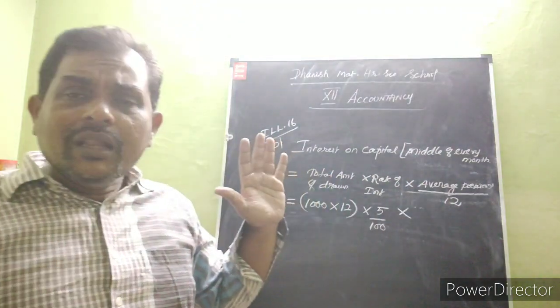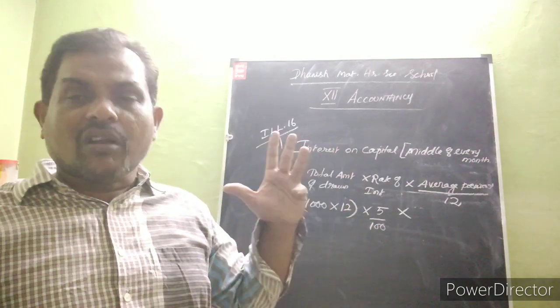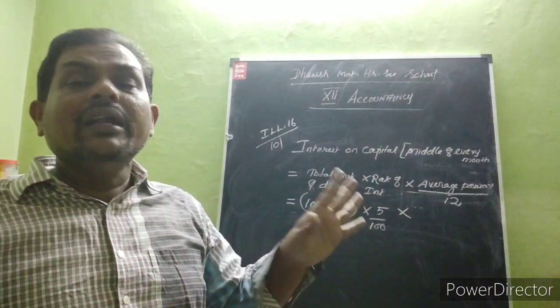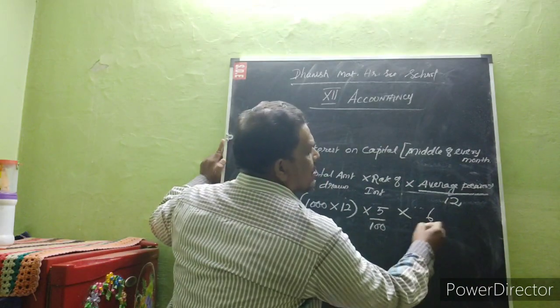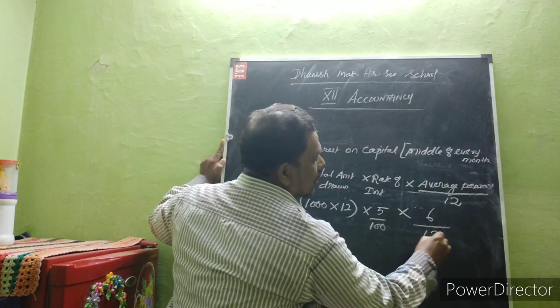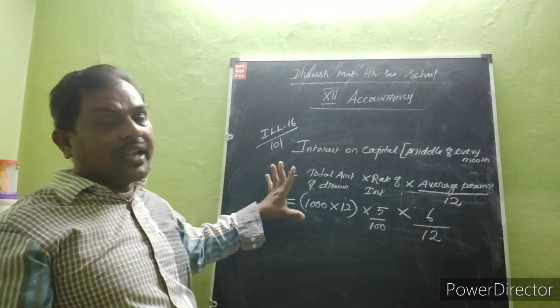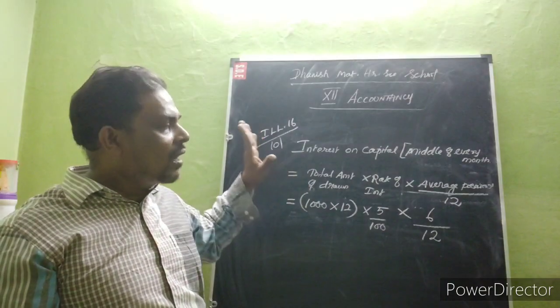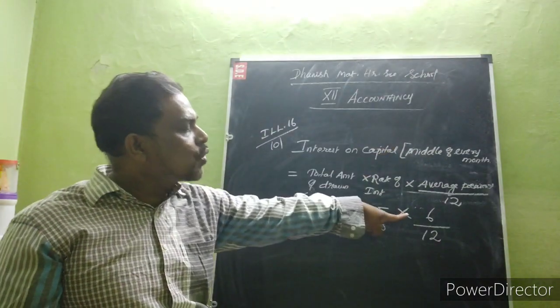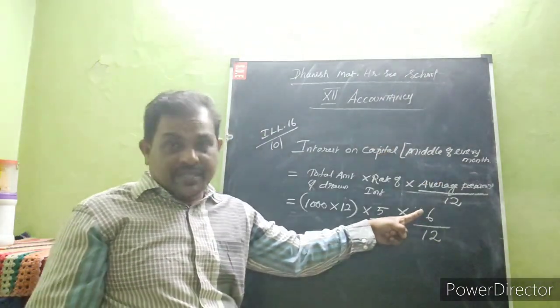See, for all the occasions, for all the periods, middle only will come: 6 months. Average period is 6 months. So you put just 6 months divided by 12. Okay, for all the occasions, quarterly, half yearly, and every month, whatever it comes, the middle will come, so you put 6 in the average period.